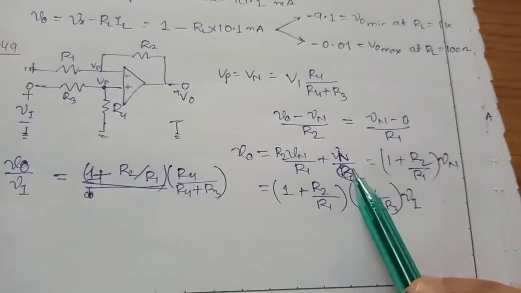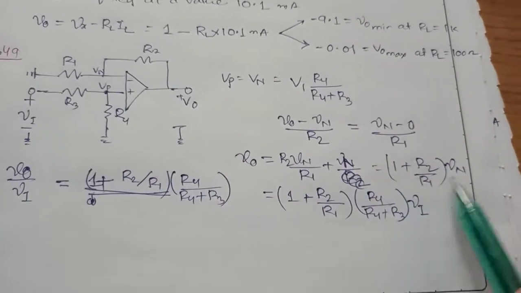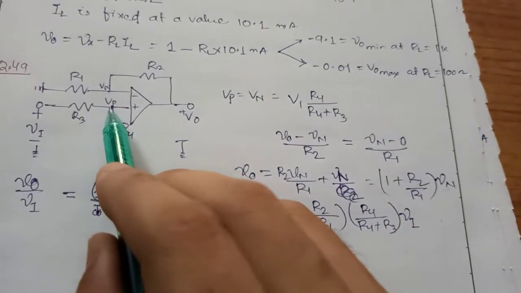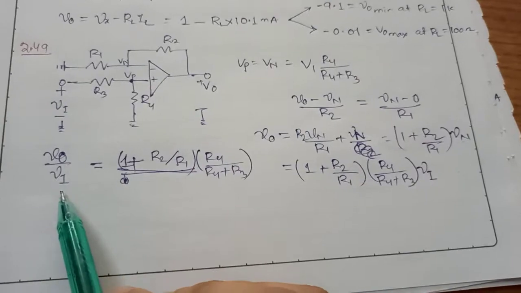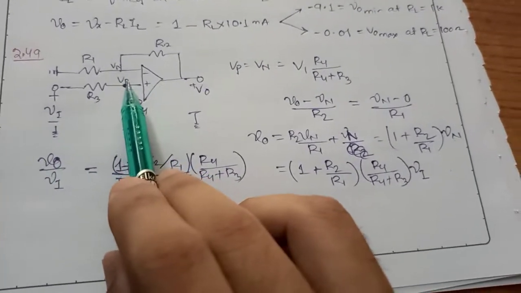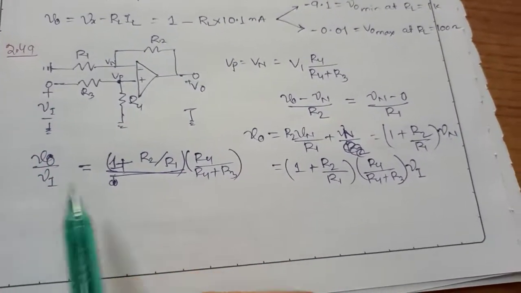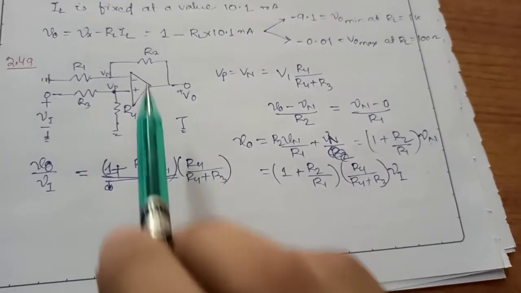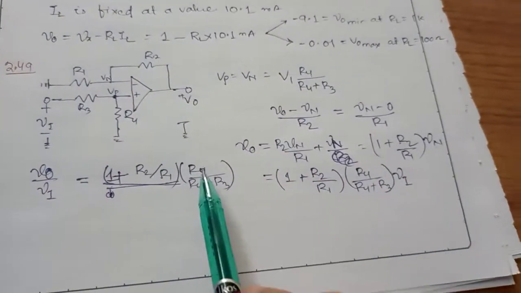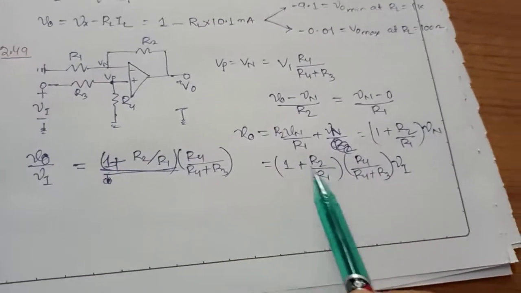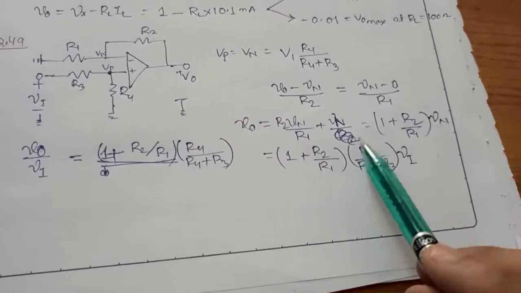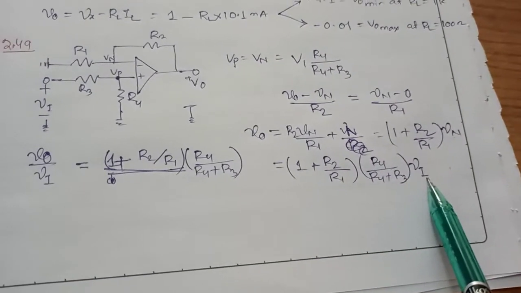For non-inverting, what is the gain? V out is nothing but 1 plus R2 by R1 into the input. What is the input? It is nothing but the input present over here. Now, what is V out upon V input? This is Vp or Vn. Then the input is 1 plus R2 by R1, multiplied by this resistor divider, R4 by R4 plus R3. So what we will get? V out upon V input equals 1 plus R2 by R1 into R4 by R4 plus R3.